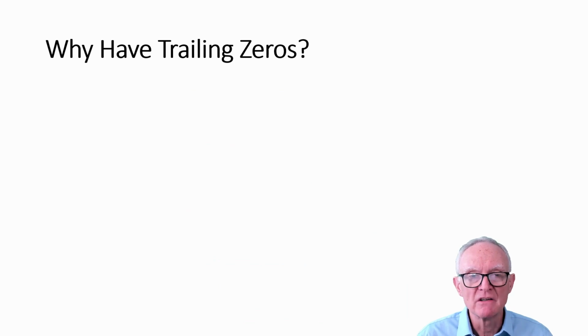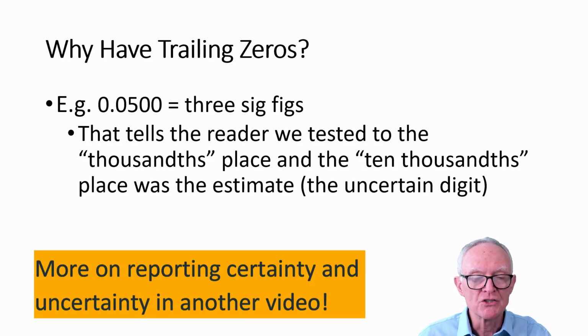Why have trailing zeros? In science, we always report our certain figures and one uncertain digit.